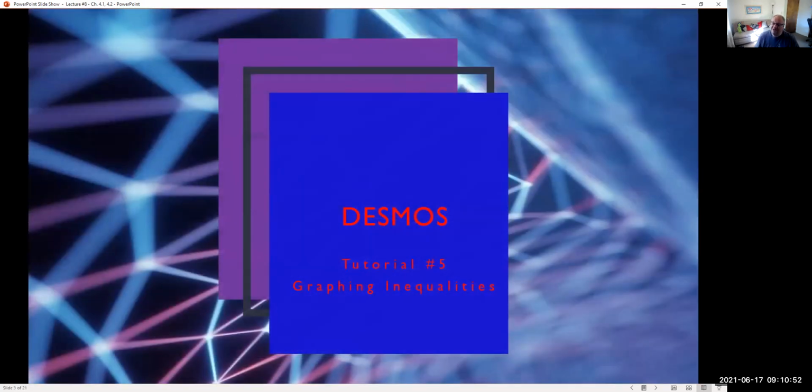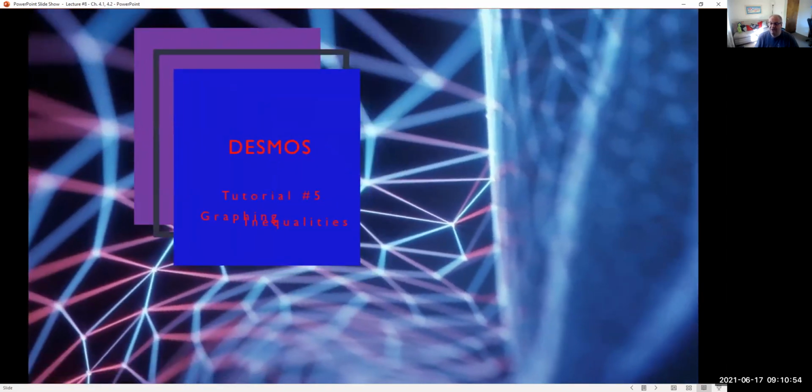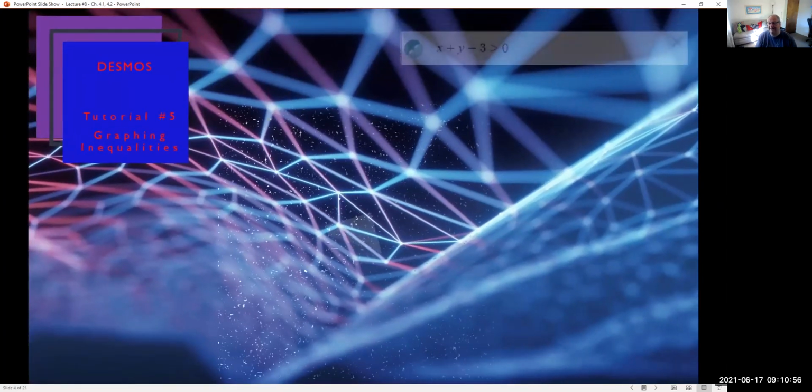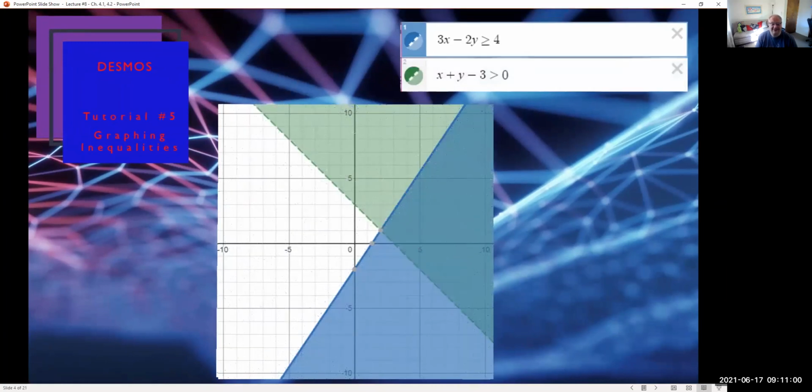All right, now let's talk about how you can use Desmos to graph an inequality. It's actually really a piece of cake. All you got to do is open up Desmos, put the inequality in there, and hit enter, and it just appears. It's that simple. Some things about these inequalities I want to mention.